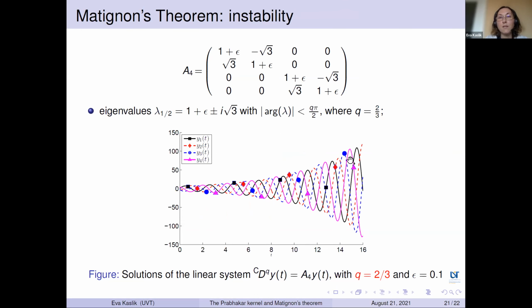On the other hand, now we have a slight modification of the second matrix. And again, here on the main diagonal, instead of 1, we have considered 1 plus epsilon. Epsilon is the same as before. These are the eigenvalues, and we can simply show that they are in the instability region for q equal to 2/3. And indeed, numerical simulations show that the solutions diverge from the null solution, from the origin.